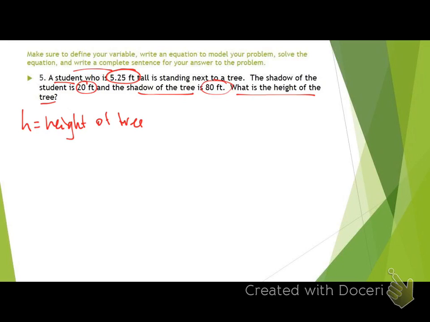Okay, so here's what I mean by we can compare some stuff. We can compare height to shadow length. If we do it for the student, it's going to be 5.25 over 20. But because the sun is going to hit the student and the tree the same way, that comparison should be the same for the tree. So I can set that ratio up to the height of the tree over the shadow length. And so we're setting up a proportion.